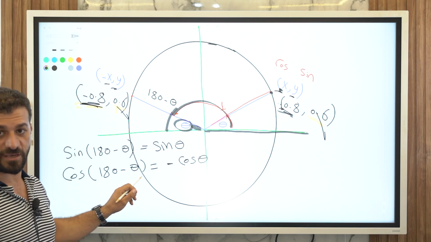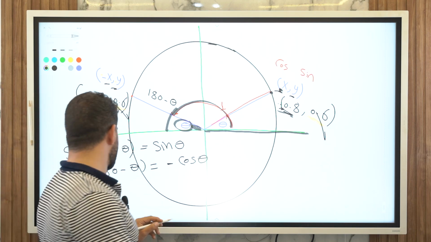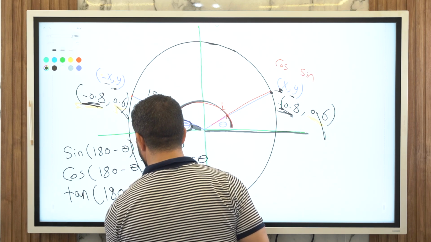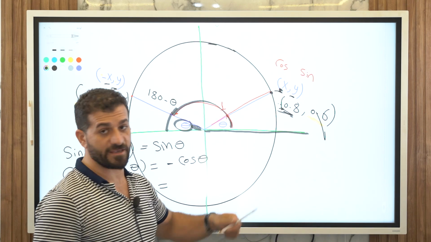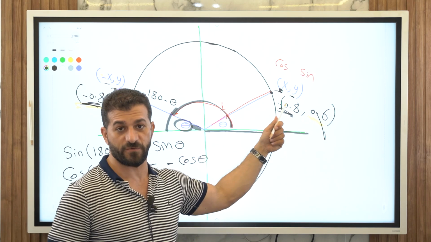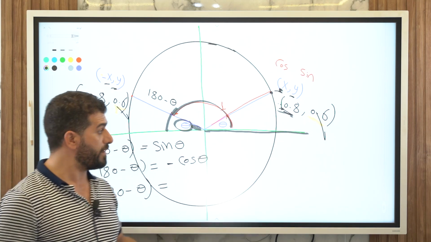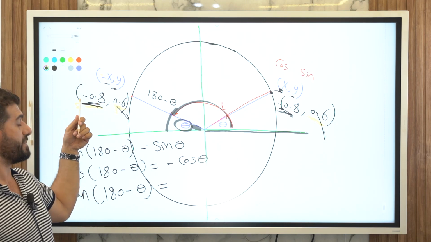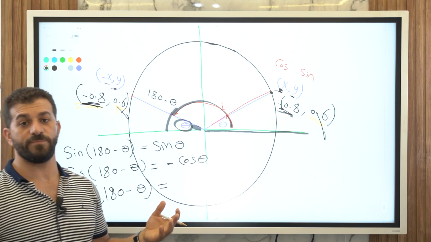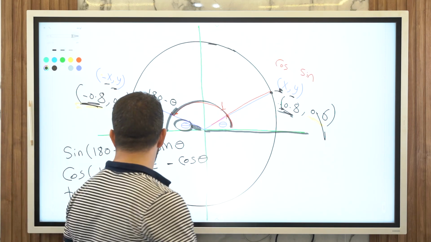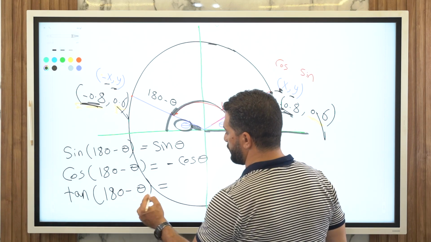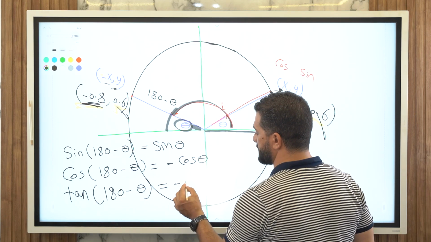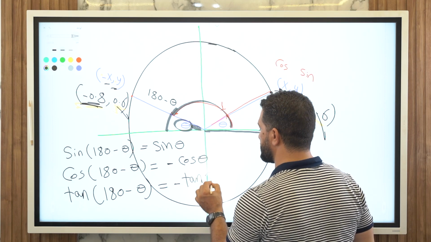So cosine of 180 minus theta is negative cosine theta, and what about tan of 180 minus theta? You know tan theta is equal to 0.6 divided by 0.8, which is 3 over 4. And tan here will be 0.6 divided by negative 0.8, which is negative 3 over 4. So tan theta is the same as tan of 180 minus theta, but has a different sign. So tan of 180 minus theta is negative tan theta.